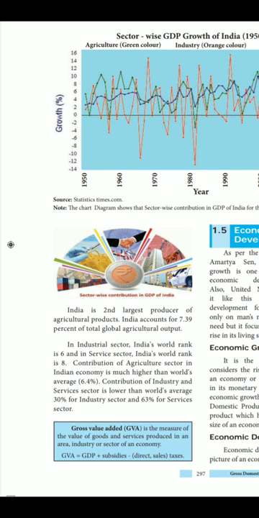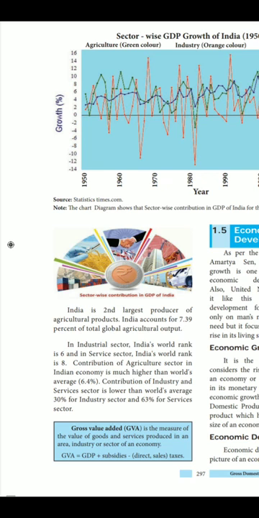The industrial sector it is 6th. And service sector it is in the 8th rank. Okay, agriculture, it is the second largest producer, and in the industrial sector, India's world rank is 6th, and in the service sector, India's world rank is 8th. Okay, so contribution of agricultural sector in Indian economy is much higher than world average. So contribution of industry and service sector is lower than world average, 30% for industry sector and 63% for service sector.